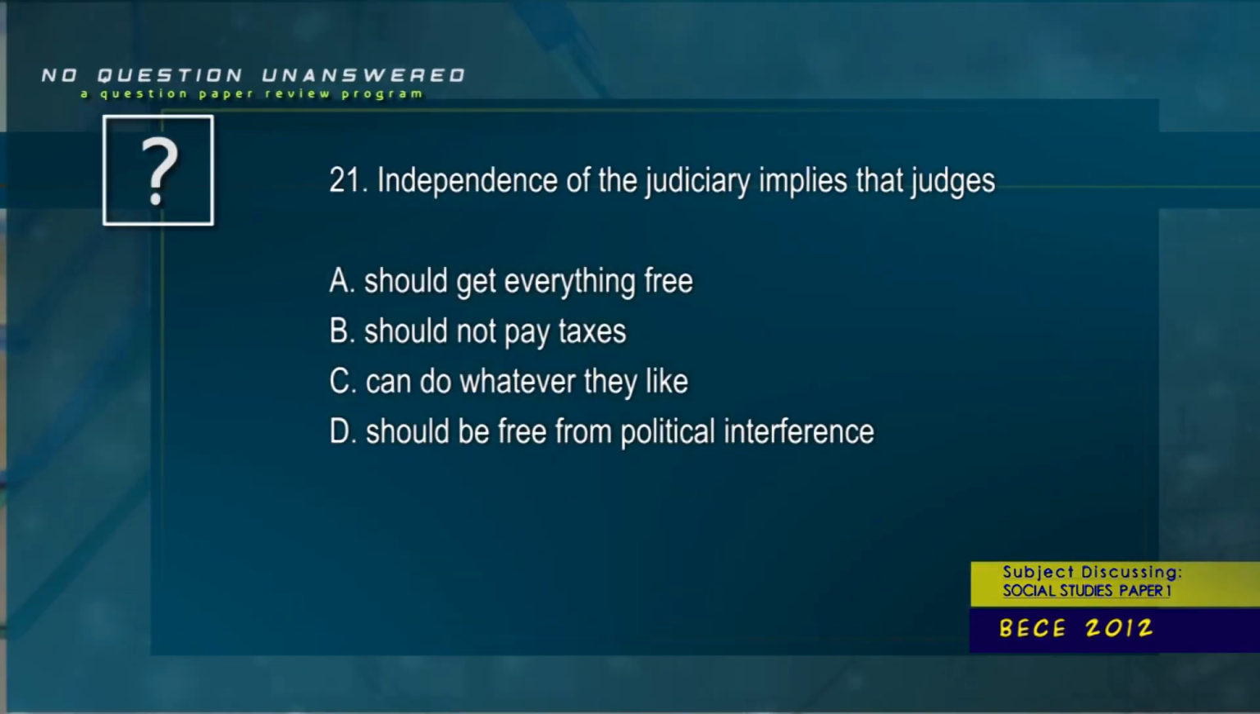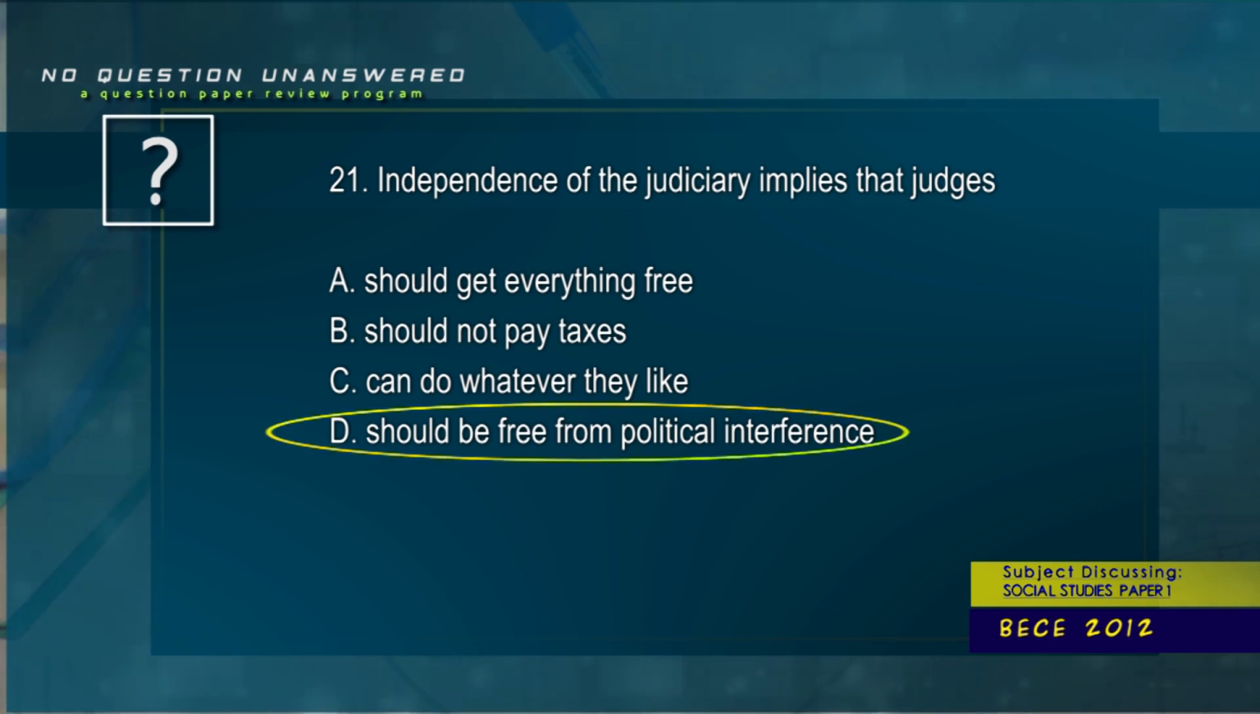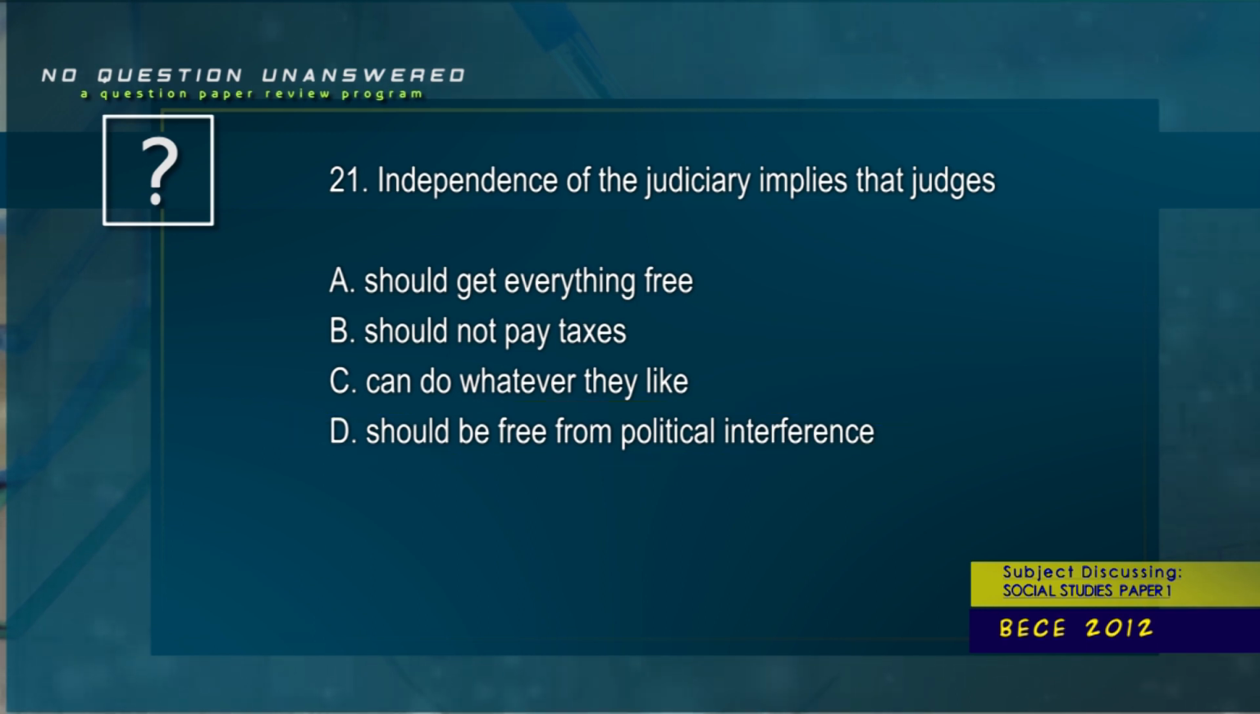21. Independence of the judiciary implies that judges, A, should get everything free. B, should not pay taxes. C, can do whatever they like. D, should be free from political interference. Viewers, independence of the judiciary means that judges should be free from political interference. That is what independence of the judiciary means.